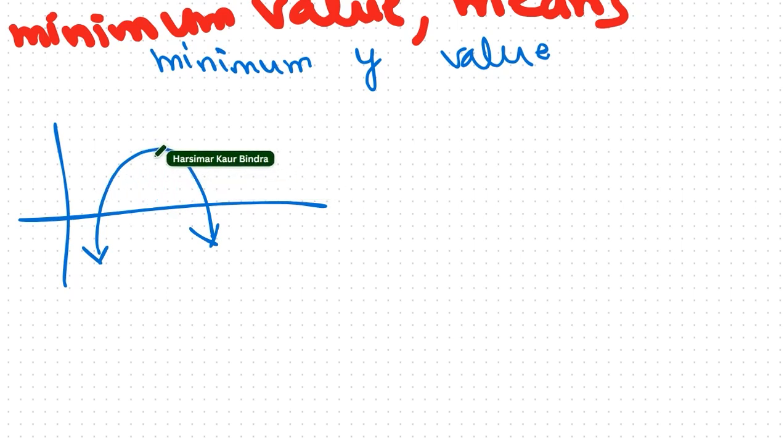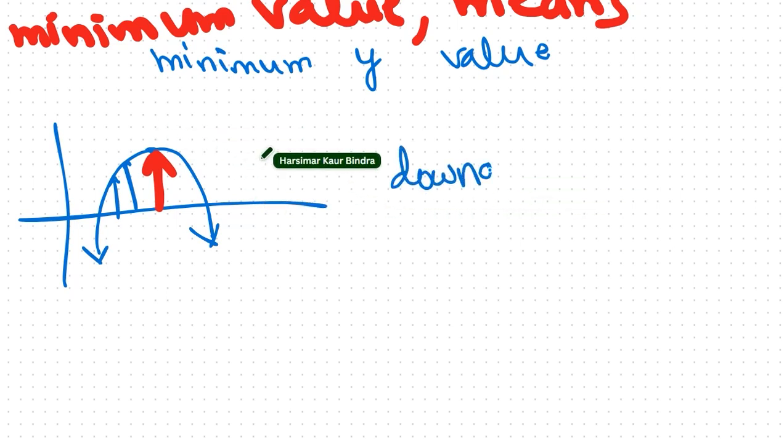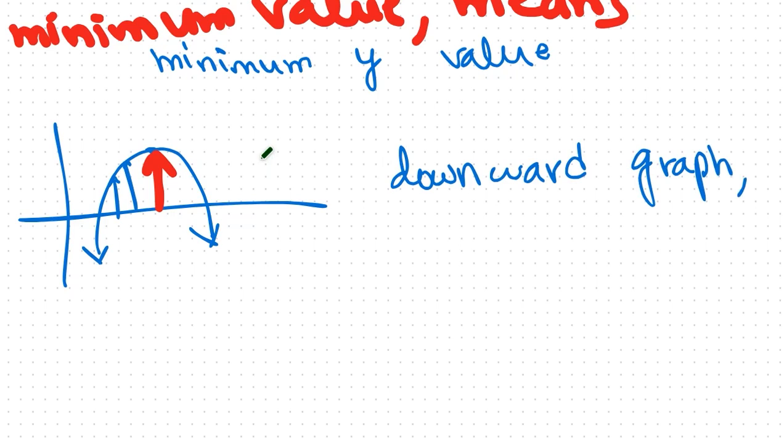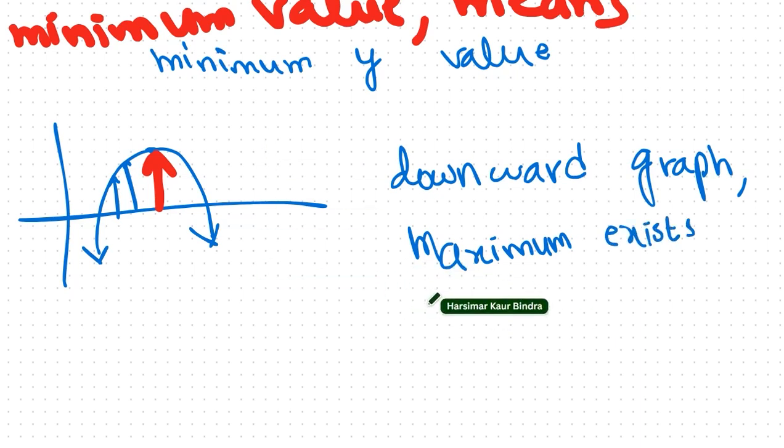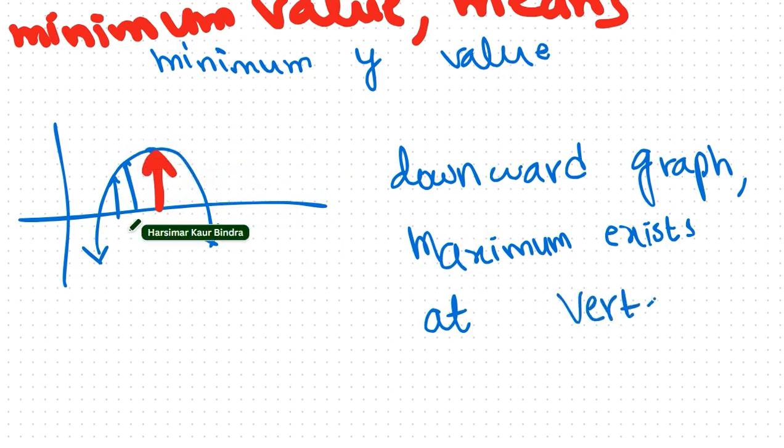So the maximum exists around here. That point is also called what? The vertex. So for a downward graph, a maximum exists, correct? And at where exactly? What point is this? The maximum is at the vertex. So the maximum exists at the vertex.